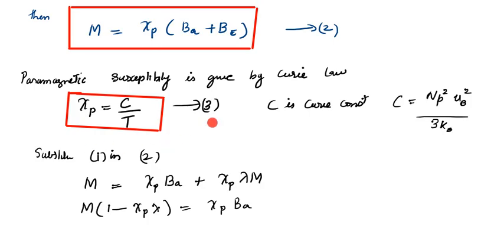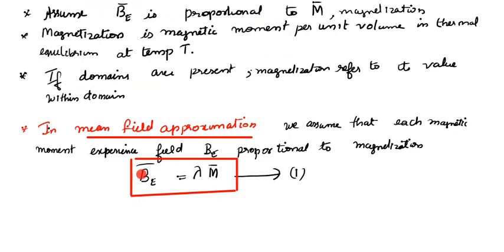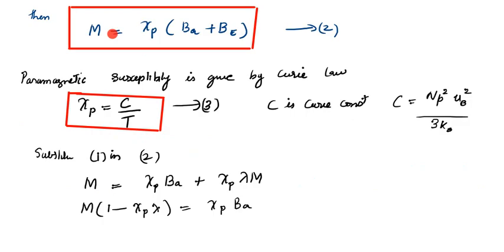Let us substitute equation 1, that is BE equals lambda M, in equation 2, that is M equals chi P into BA plus BE. Here we can substitute lambda M, then we get this equation: M equals chi P BA plus chi P lambda M. Now let us bring the terms of M to one side, that is M into 1 minus chi P lambda equals chi P into BA.